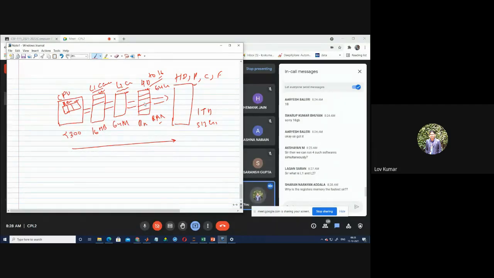Why is the register memory faster? Because it is inbuilt memory that is already placed inside the CPU. That's why it is called the faster memory.